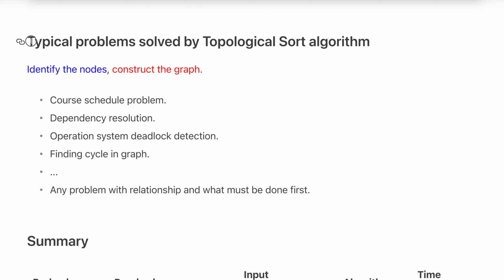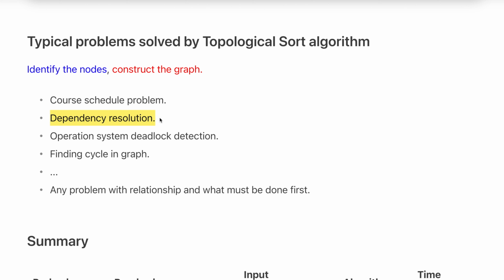Next, we're gonna see typical problems solved by the topological sort algorithm. Now remember, for all graph problems, always try to identify the nodes and construct the graph before applying the algorithm. Typical problems that can be solved by topological sort are the course schedule problem. It's like when you go to school, you have to take classes, but you have prerequisite classes before it. And that is a what must be done first problem.